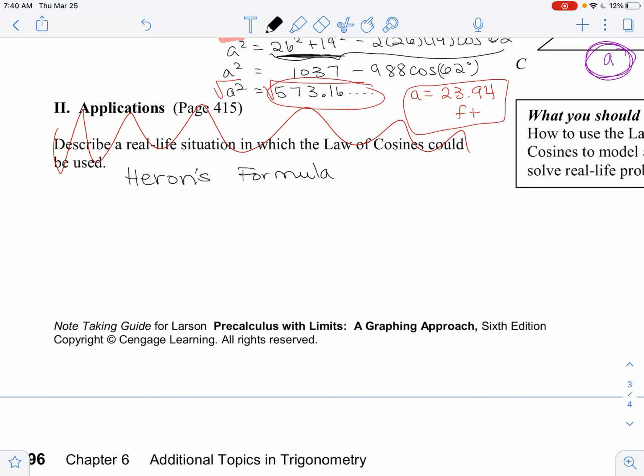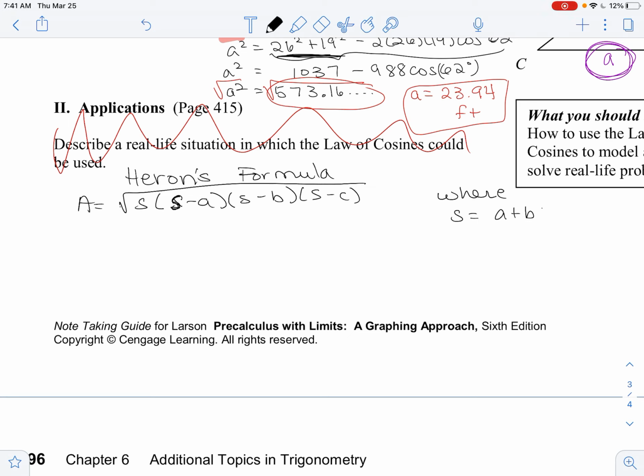And it says this, that the area is equal to the square root of S times S minus A times S minus B times S minus C. And that's where S is called the semi-perimeter, but basically we take all of the sides of the triangle and we divide it by 2. So this is when we're not given any angles, because before we had a formula for finding area if we had one of the angles. This is where we don't have the angles, we only have the sides.